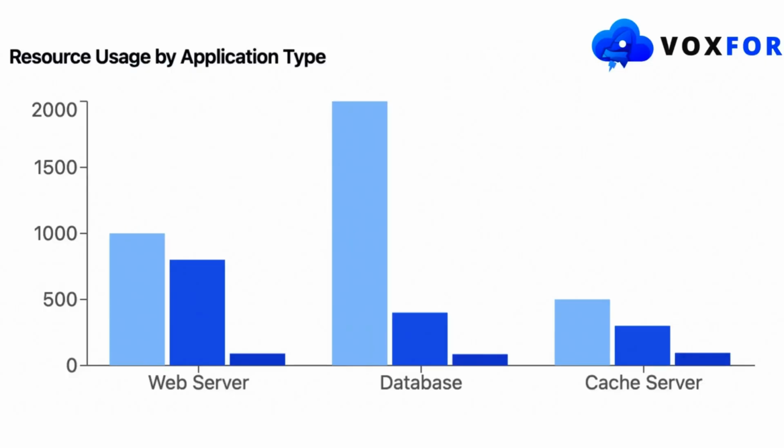Let's take a look at image 1, which compares resource usage across different application types, such as web servers, databases, and cache servers. Notice how databases consume the most resources, particularly in terms of memory usage, followed by web servers, while cache servers use significantly less. This highlights the need to allocate sufficient resources to database processes for maintaining performance and stability.